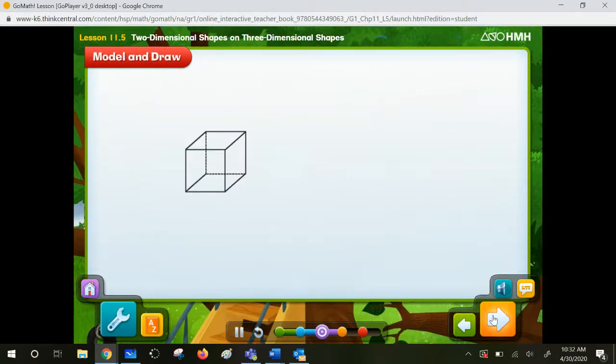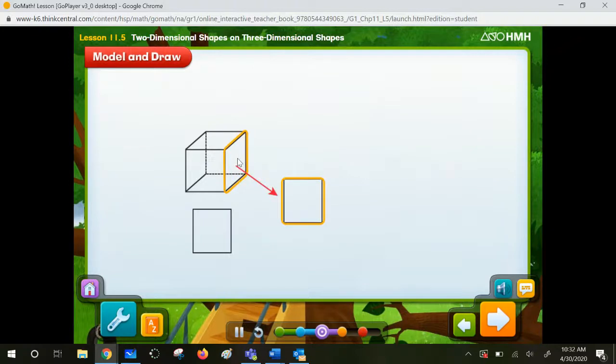What's the name of this three-dimensional shape? A cube. Trace around the flat surfaces of the cube to find the two-dimensional shapes. What shape did you trace on the bottom surface of the cube? A square. Click another flat surface to trace.